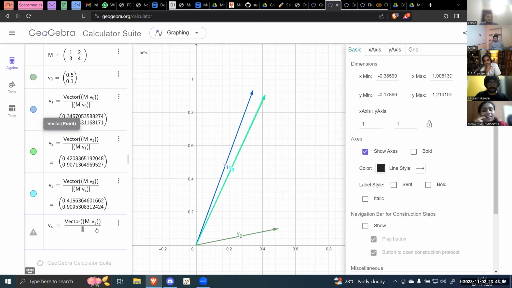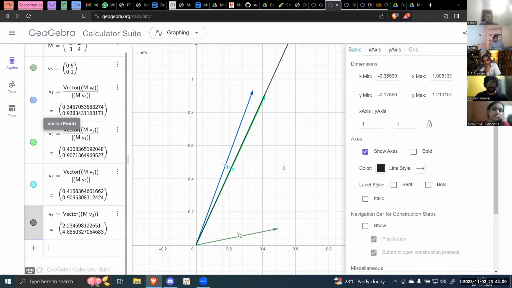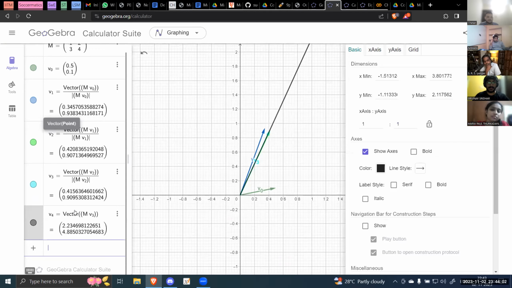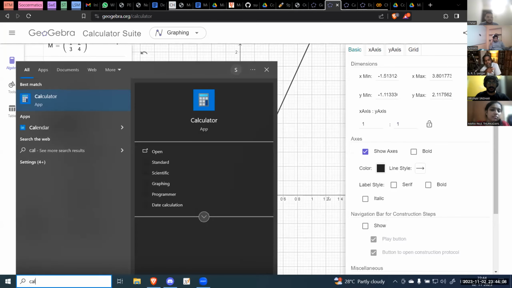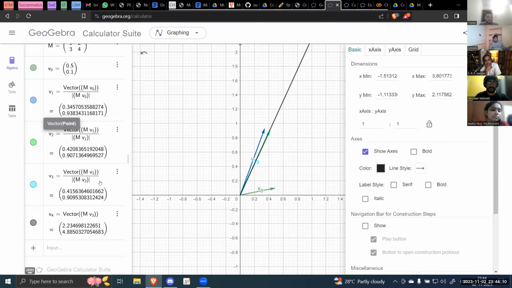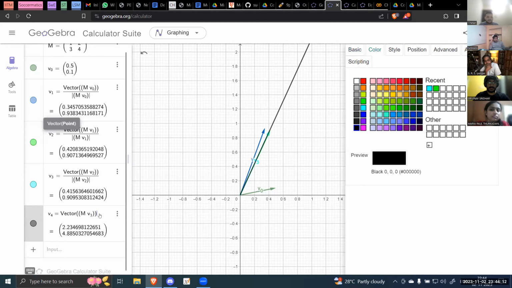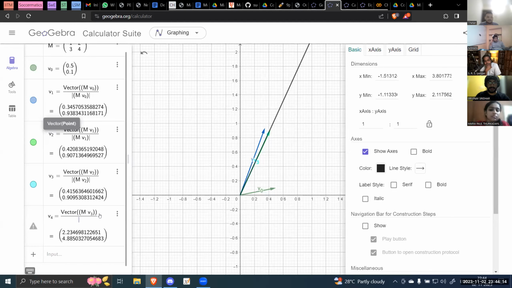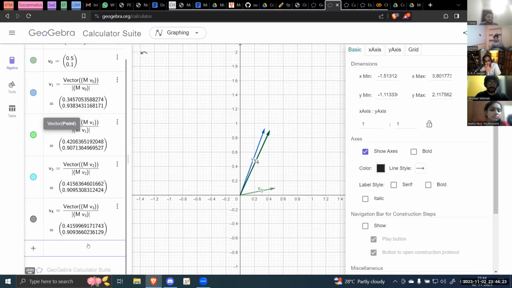Denominator, Vinay. No, V4 equals vector MV3 divided by norm of MV3. Okay. Norm of MV3. V3. And then MV3. Next, now V4, you simply type M times V4.